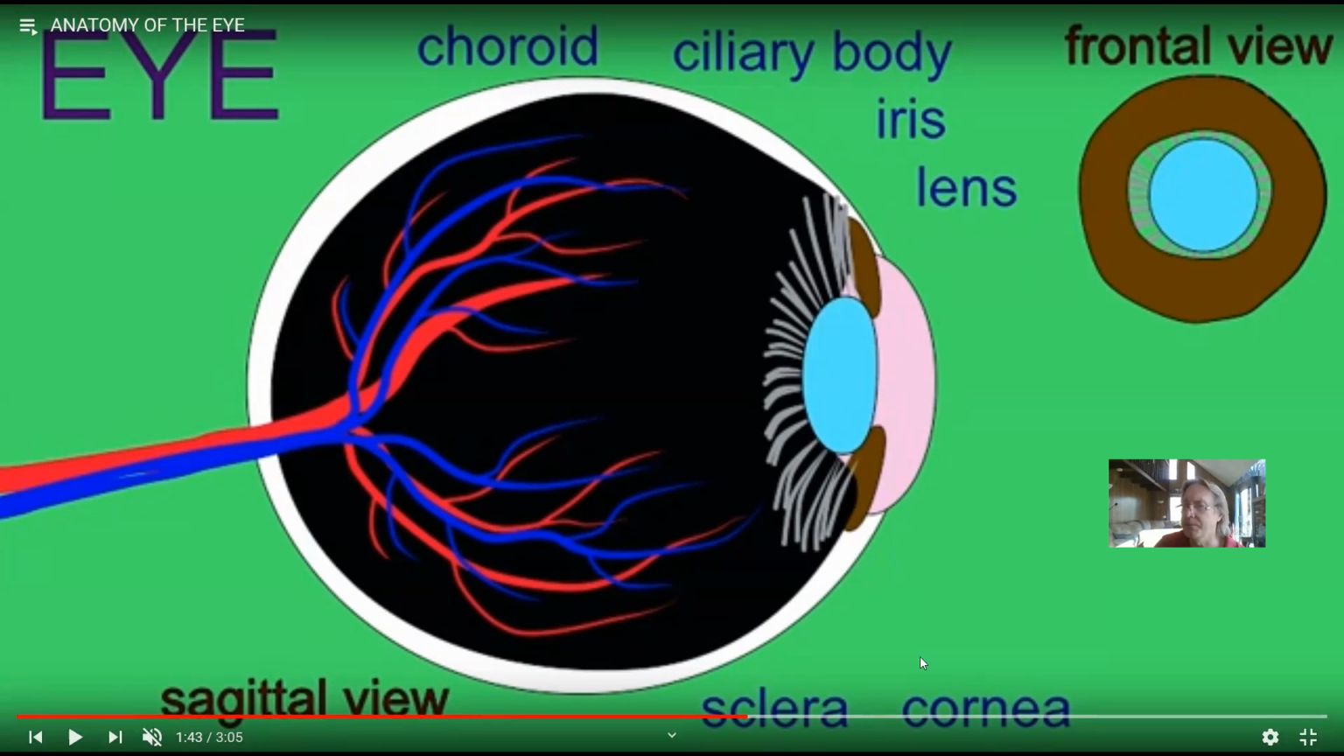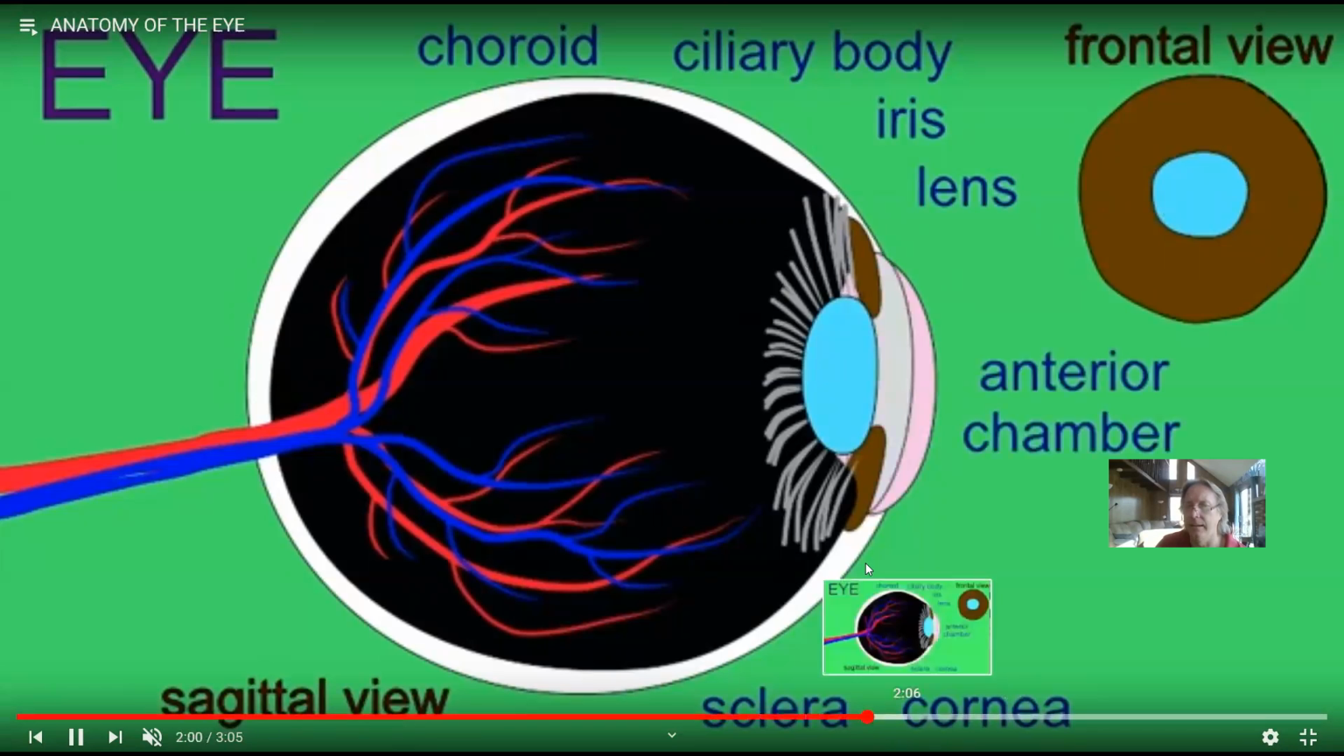And so there are 2 transparent parts of the eye. There's the cornea here, that's part of the fibrous tunic. And then here you have the lens being held behind the pupil by these ligaments in the ciliary body, and the ciliary muscle can change the tension on these ligaments and thus change the shape of the lens.